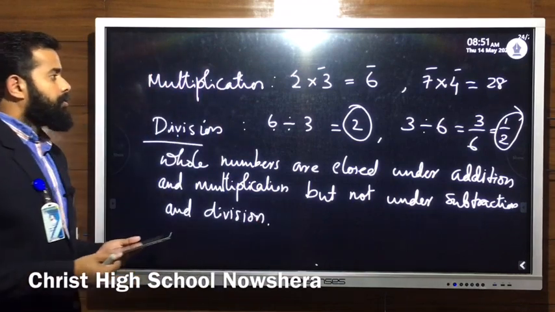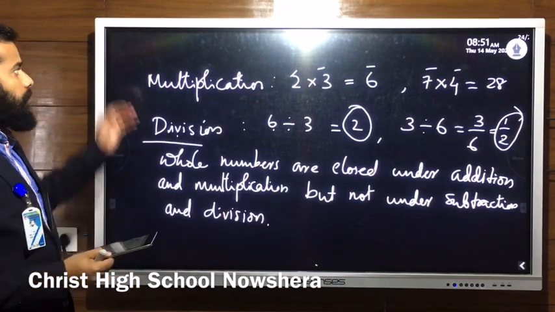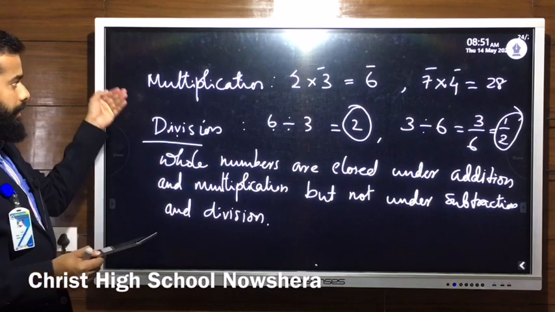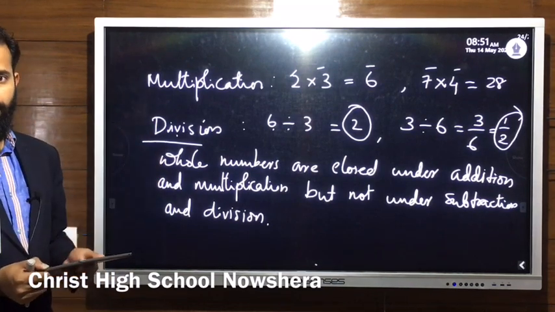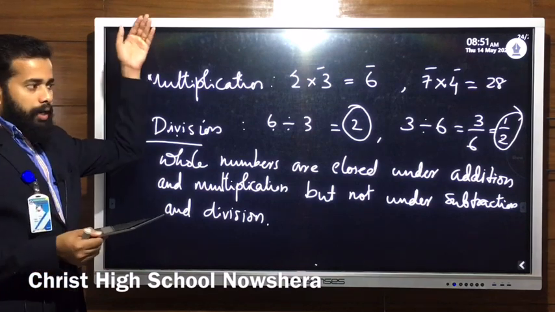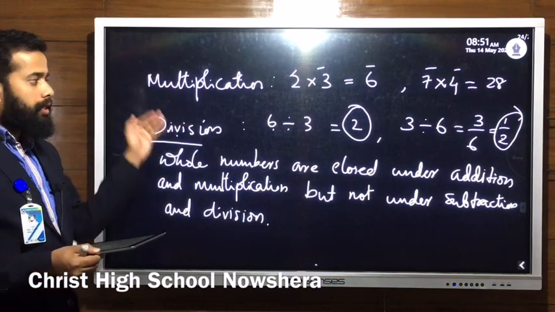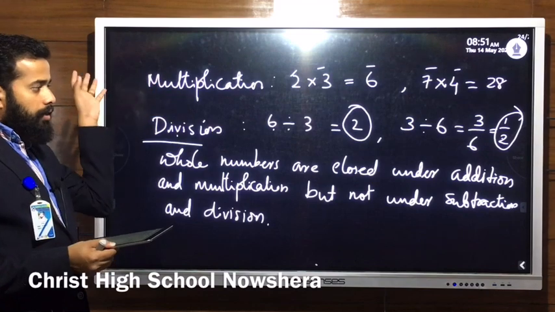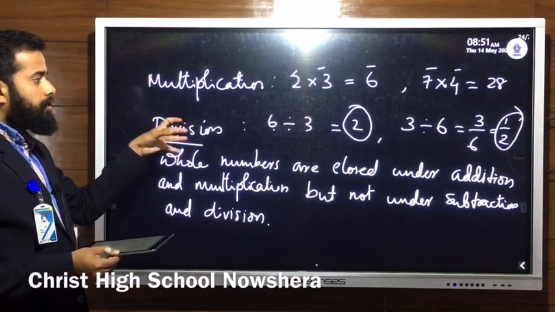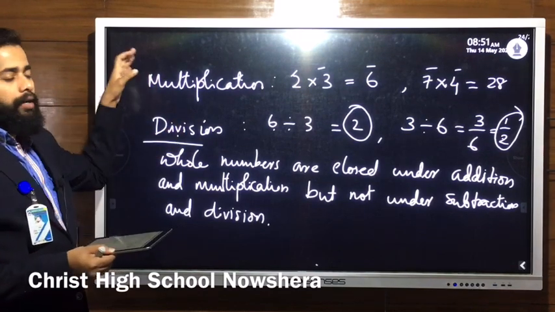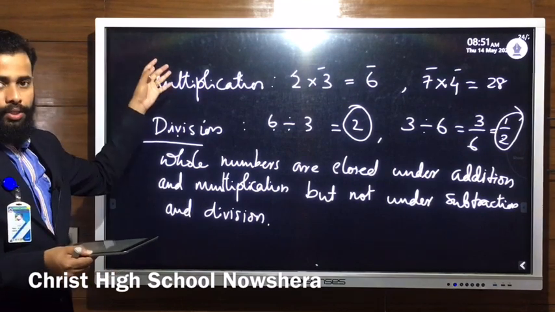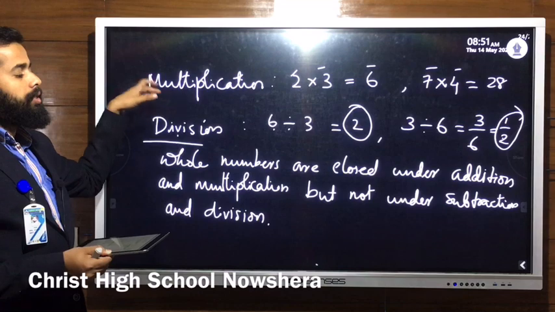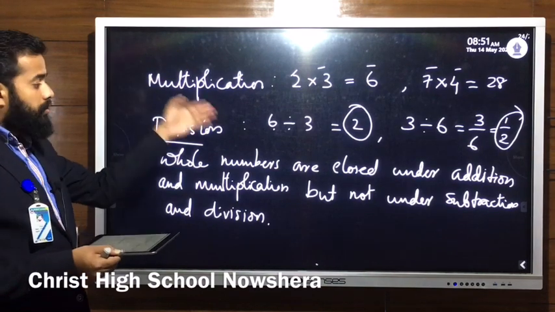So this is about the closure property in one case, in whole numbers. Like that, you can check the integers and also the rational numbers. Same operations: addition, subtraction, multiplication and division. Choose some examples, some numbers, and check whether they follow the closure property under addition, subtraction, multiplication, and division. According to the numbers, it will change.